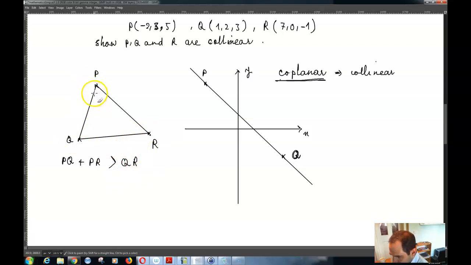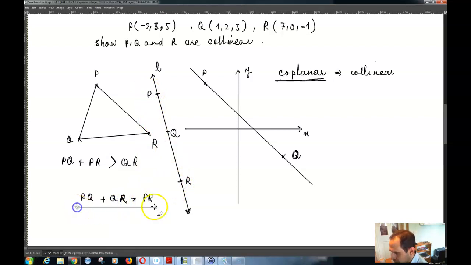But suppose that in the same plane I have this straight line over here, call it L, and on this line I have a point P, some point Q, and some point R over here. Since these points are collinear, I know that PQ plus QR is always equal to PR. That's what we know, and we always use this concept in mathematics.